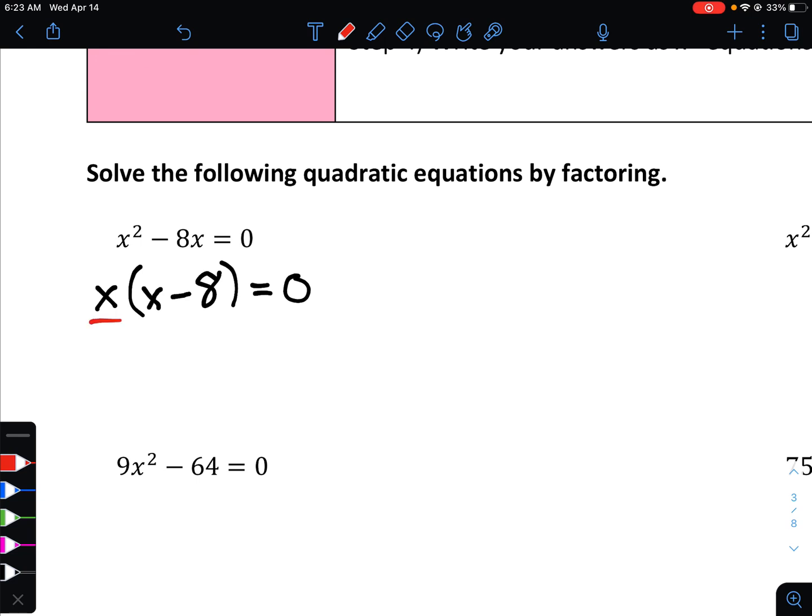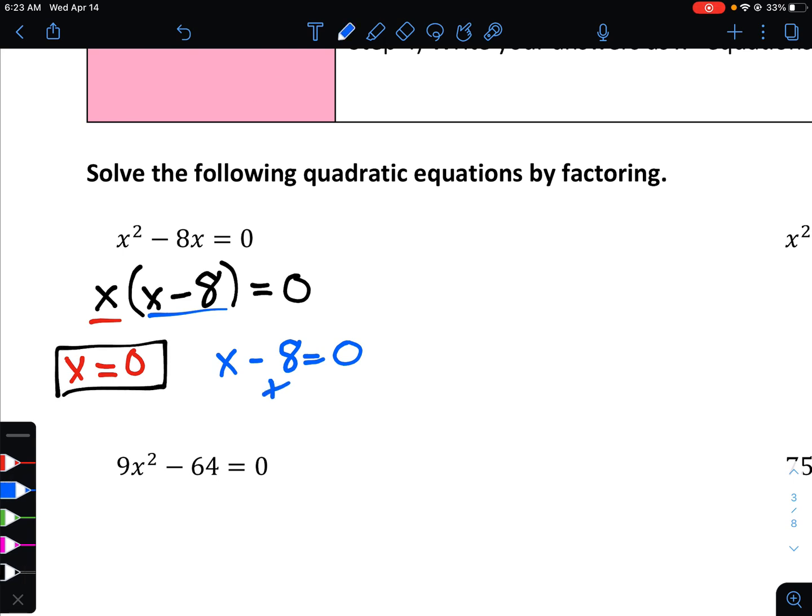And now here's where we're going to use zero product property. So set your two factors equal to 0. So x equals 0 and x minus 8 equals 0. And then we'll solve anywhere we need to. Obviously for x equals 0, that's already been done. For the other equation, just add 8 to both sides. And we'll get that x is equal to positive 8.